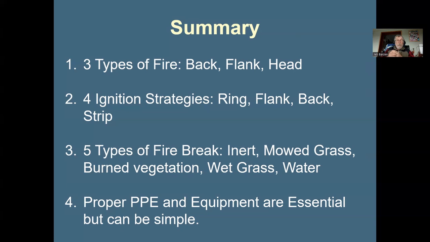Proper PPE, personal protective equipment, and proper equipment overall are essential, but they can be simple so that you can get burning done with relatively simple equipment, although certainly sometimes you can get more done when you have fancier equipment, but of course, there is greater cost to that.